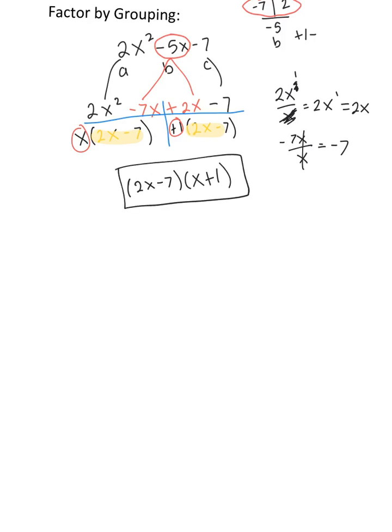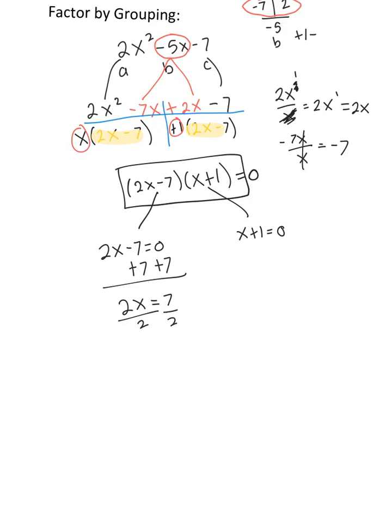If I were going to solve this, I would take the entire equation, make it equal 0, and then I would break it off and set each of my factors equal to 0. And then you would solve for x on both of them. So I get x equals 7/2. You can just leave it as a fraction. And then I get x equals -1.